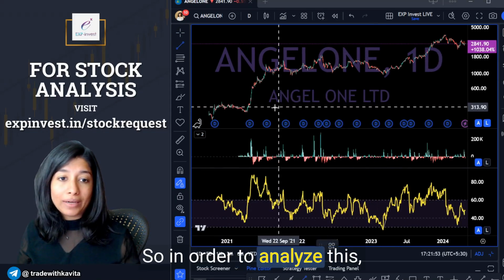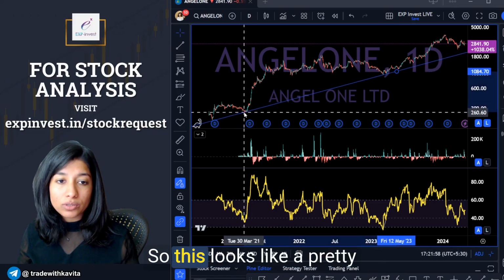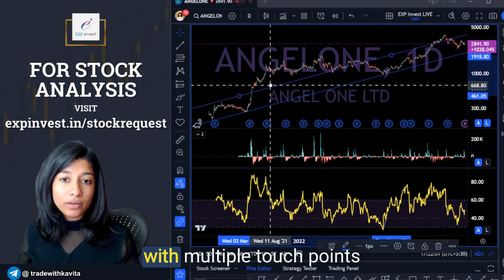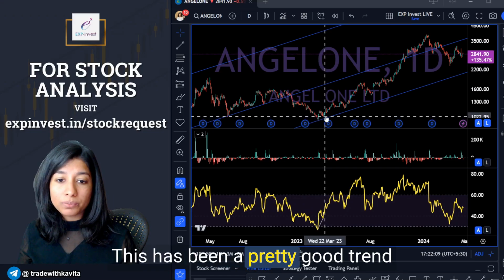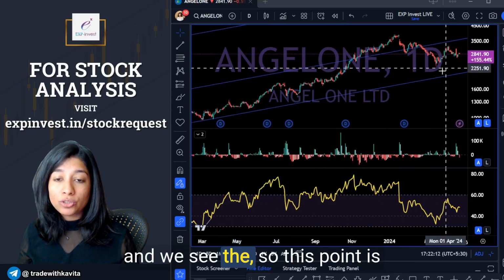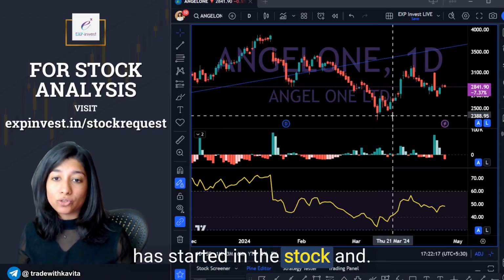So in order to analyze this, let's quickly start with drawing our main trend line. This looks like a pretty perfect main trend line with multiple touch points. We've drawn the resistance. This has been a pretty good trend, and we see this point is where I believe a new bull trend has started in the stock.